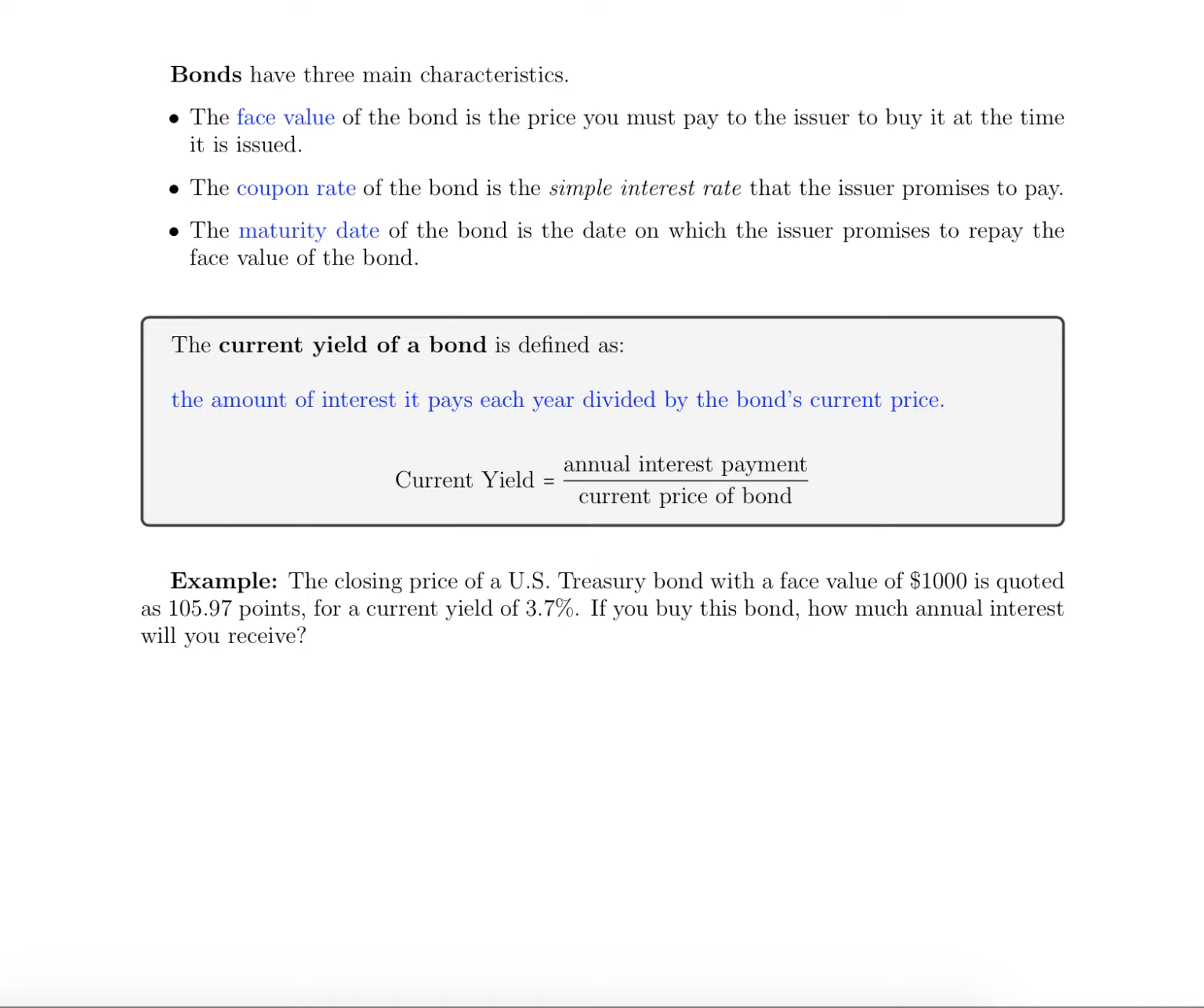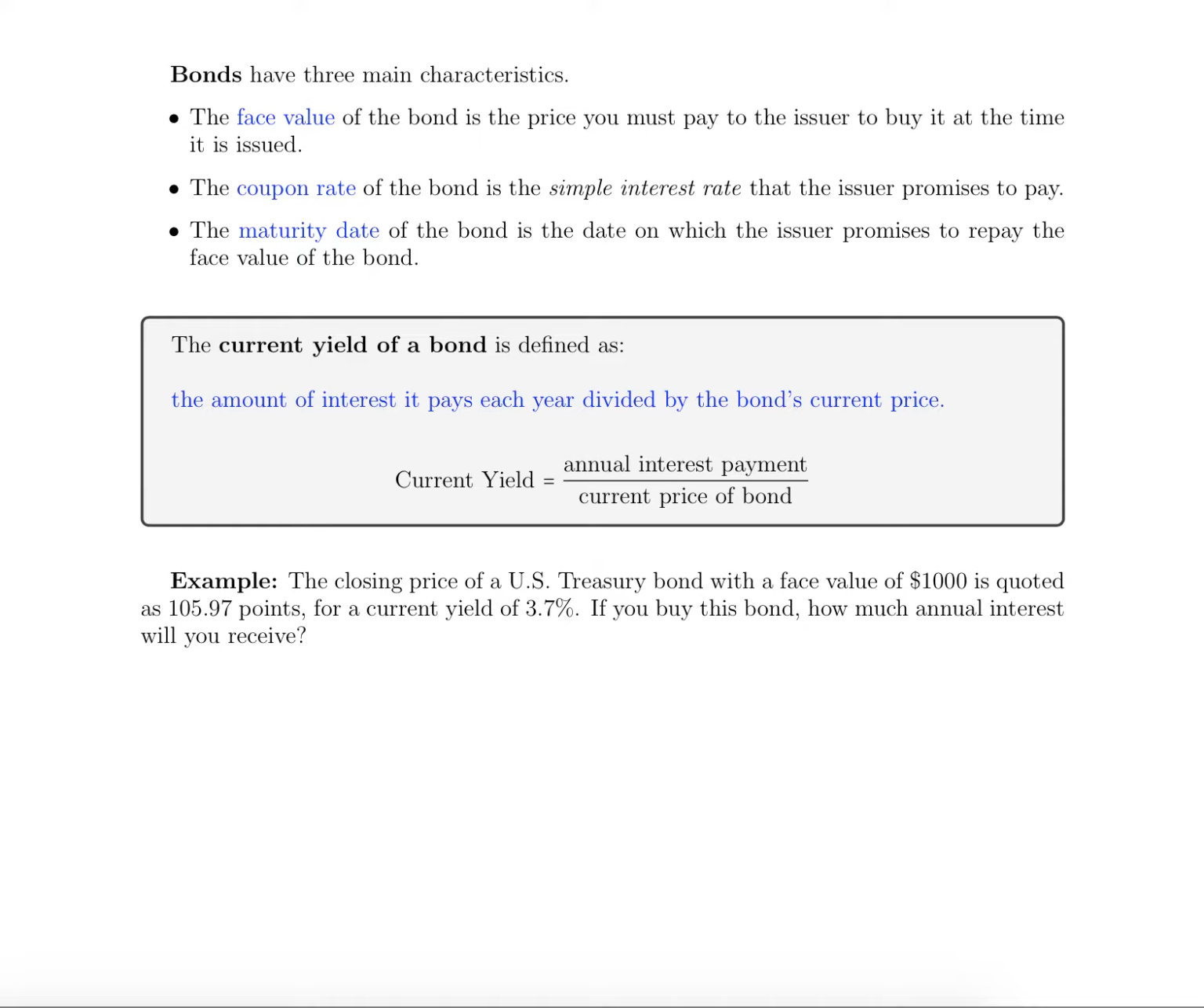So let's go ahead and go forward with this example then. The closing price of a U.S. Treasury bond with a face value of $1,000 is quoted at 105.97 points. The current yield is 3.7%. If you buy this bond, how much annual interest will you receive? So first we need to figure out the current price of the bond.